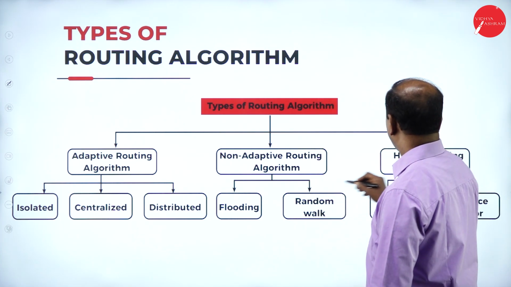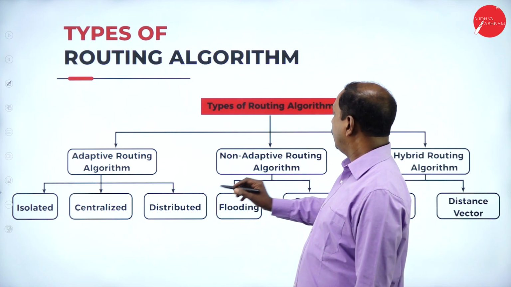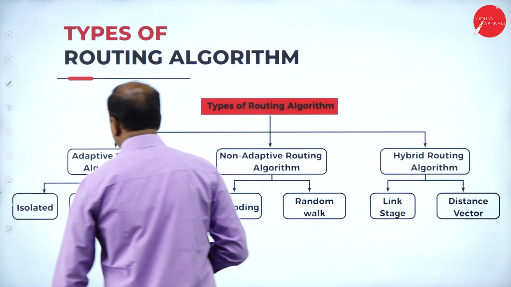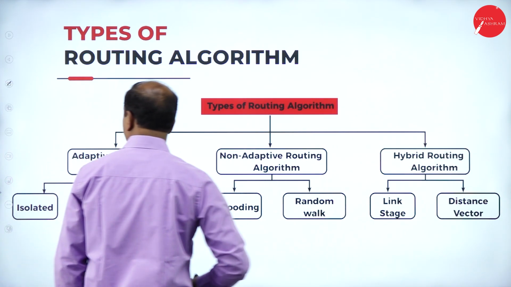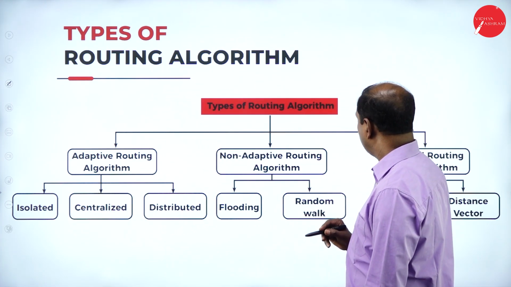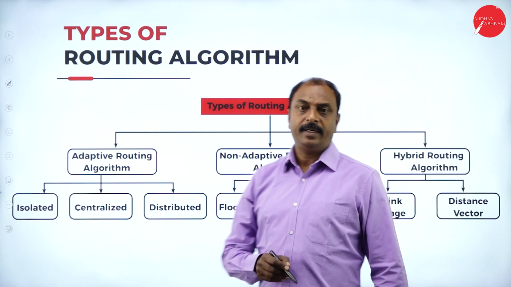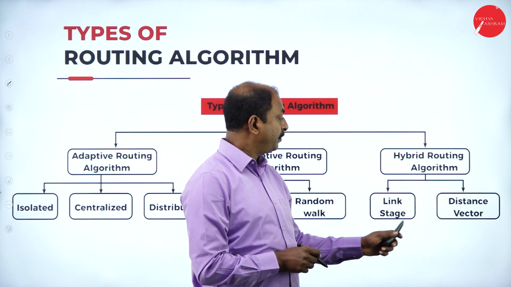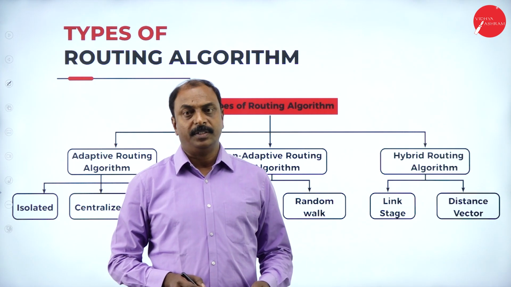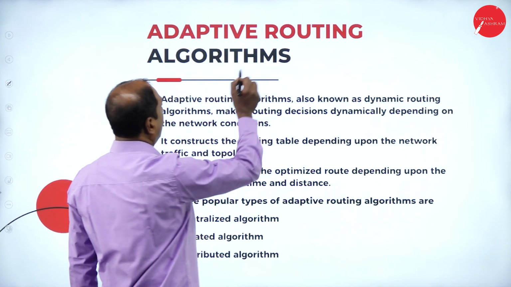In the next slide, we will see the different types of routing algorithm. There are generally three types: adaptive routing algorithm, non-adaptive routing algorithm, and hybrid routing algorithm. In adaptive routing algorithm, we have isolated, centralized, and distributed algorithms. In non-adaptive, we have flooding and random walk. And in hybrid routing algorithm, there are two categories, link state and distance vector algorithm.